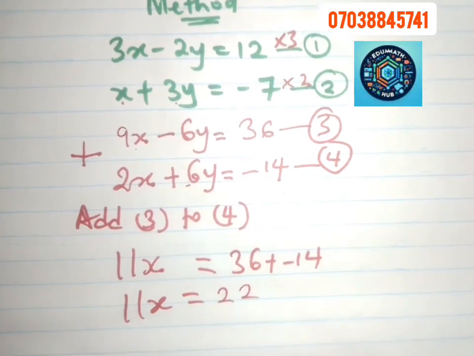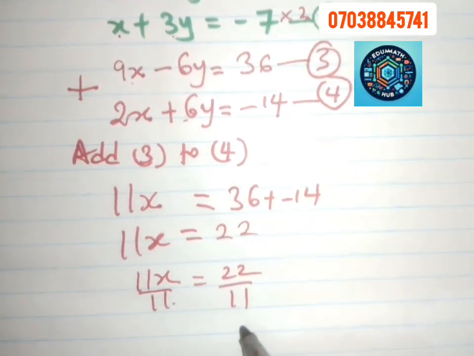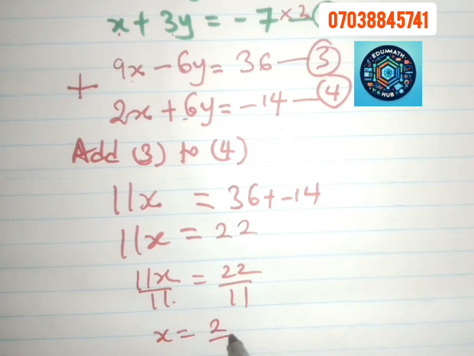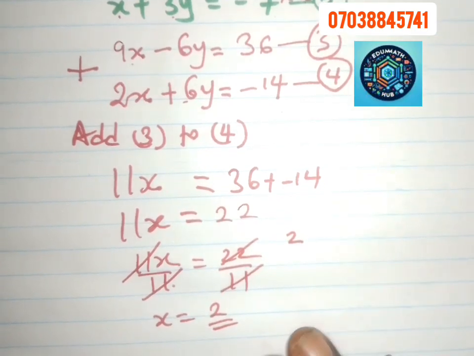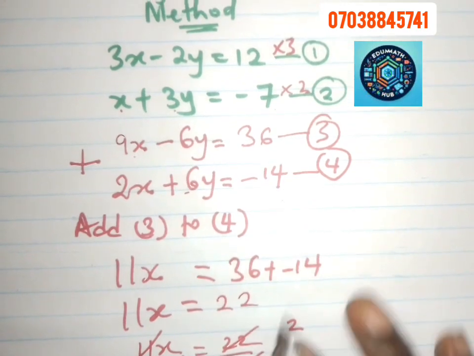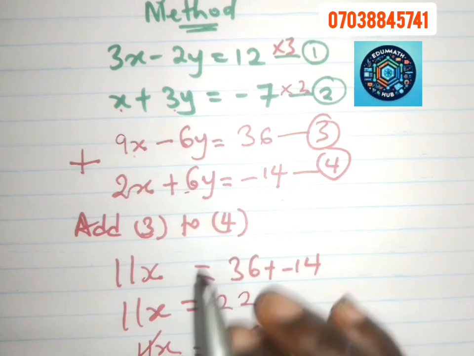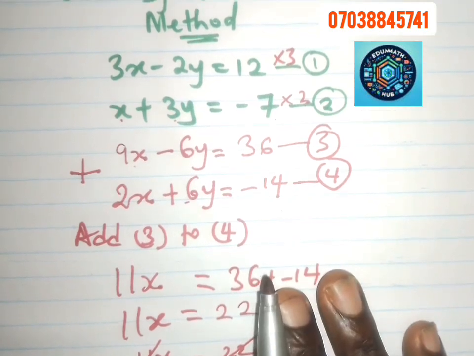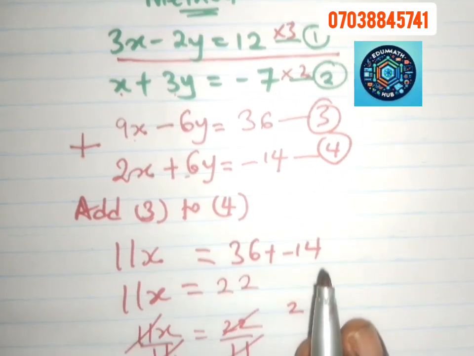Then for you to get the value of x, you need to divide both sides by 11. So you have 11x over 11, 22 over 11. So this will give you x is equals to 2. Okay. When you cut this, you get 2. So x is 2. But that's not the value of y. You need to find the value of y. So you go back to any of your equations, anyone you like, and put the value of x there. From there, you're going to get the value of y. So let me just use the easier one. Let me use the first one, which is 3x minus 2y is equals to 12.